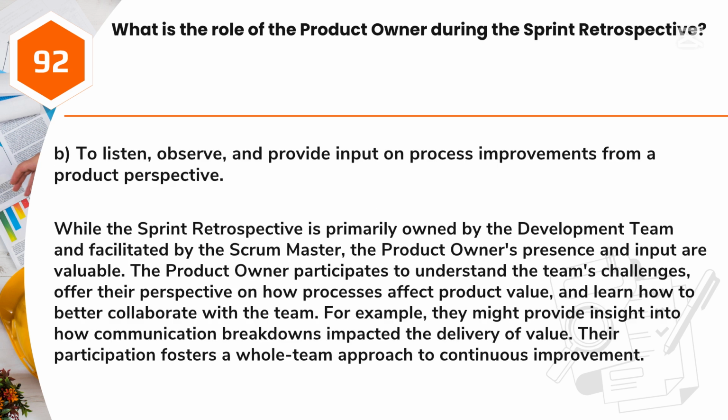Answer: B. To listen, observe, and provide input on process improvements from a product perspective. While the sprint retrospective is primarily owned by the development team and facilitated by the Scrum Master, the product owner's presence and input are valuable. The product owner participates to understand the team's challenges, offer their perspective on how processes affect product value, and learn how to better collaborate with the team. For example, they might provide insight into how communication breakdowns impacted the delivery of value. Their participation fosters a whole team approach to continuous improvement.